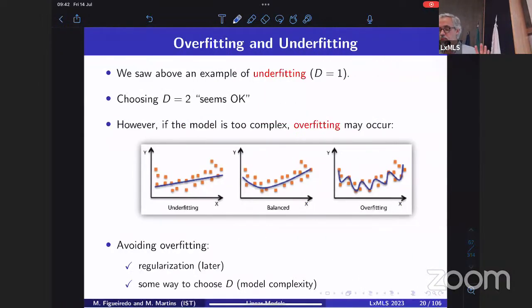So there are many ways to avoid overfitting. From this perspective, we avoid overfitting by using some way of choosing D, a good choice for the model complexity. In this case, for polynomial regression, which is the simplest example, the complexity is controlled by the order of the polynomial. The higher the order, the more complex the function can be. But you can also use regularization, which we will see later on.